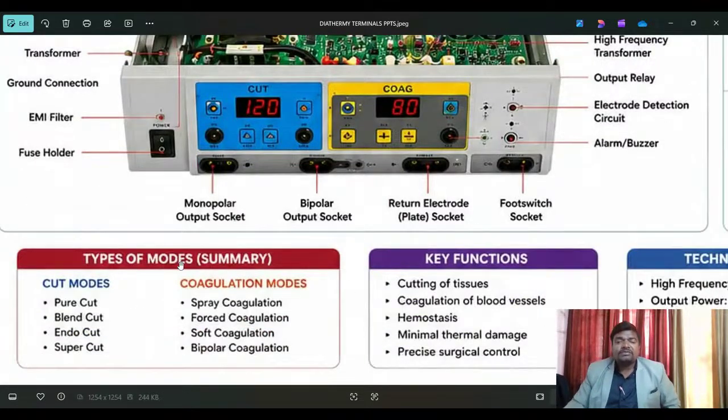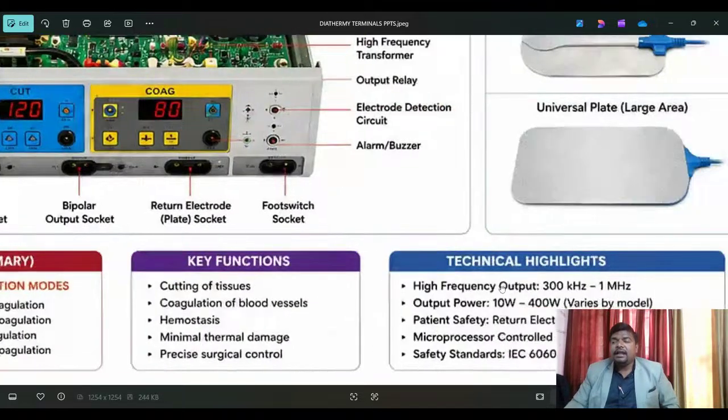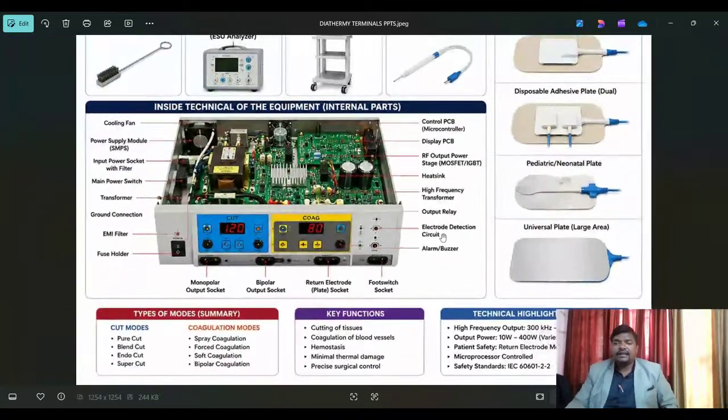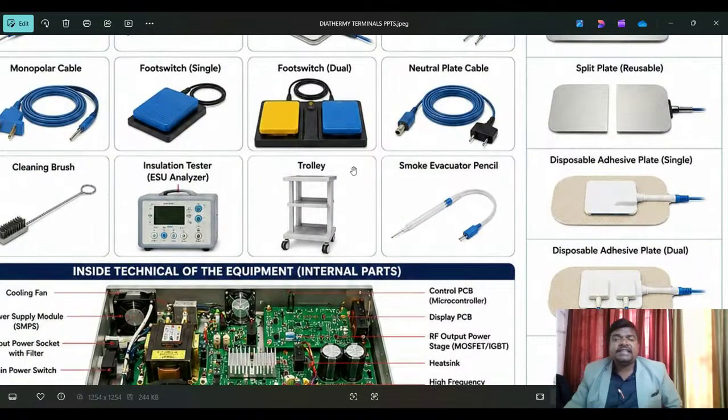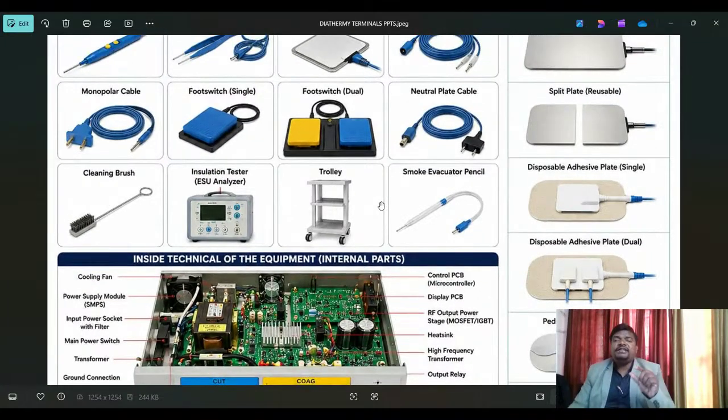I have shared the types of modes, the key functions, and the technical highlights here. So in this live session, many topics are covered and it is very useful. Whenever you are free, please watch this session. It is a very important topic, and for every medical equipment I am going to give a live session.